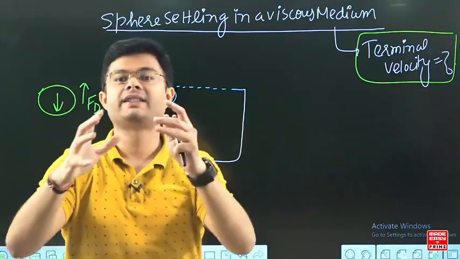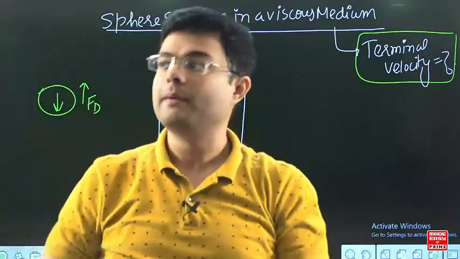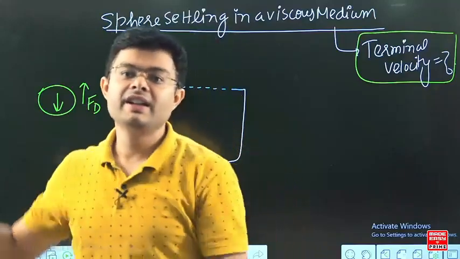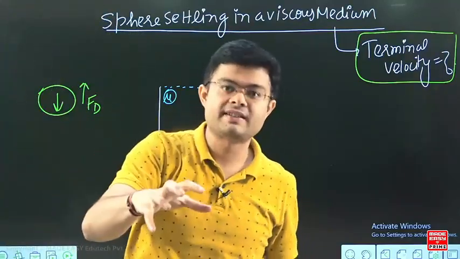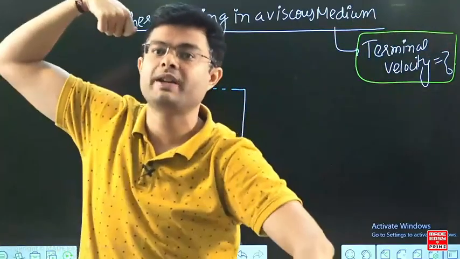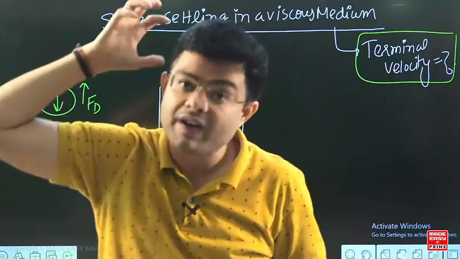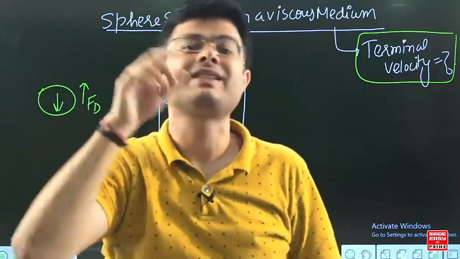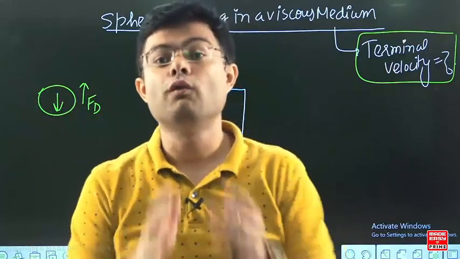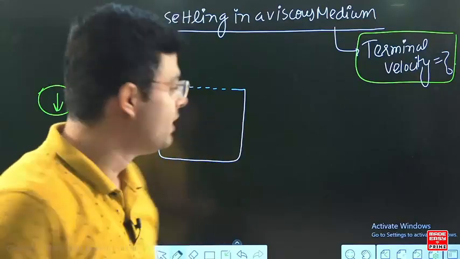Whenever anything is dropped into a fluid, have you seen parachuters, people skydiving? In skydiving, initially the body accelerates, but after some time the forces over your body become balanced and you start to come down with a constant speed. When you achieve that constant speed, that is known as terminal velocity. So when will you achieve terminal velocity? When the forces are balanced over anything.